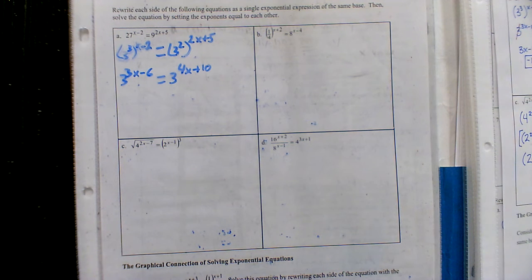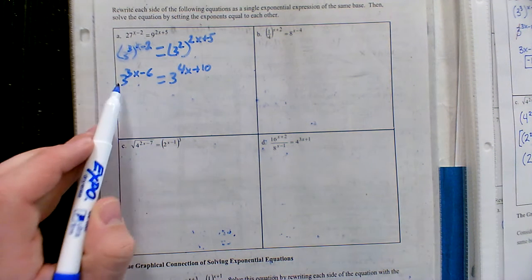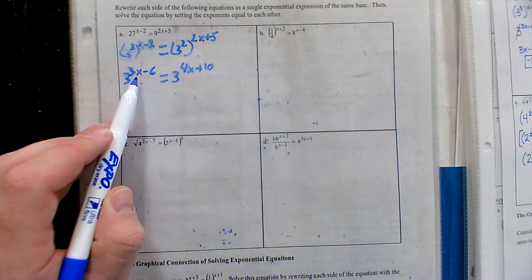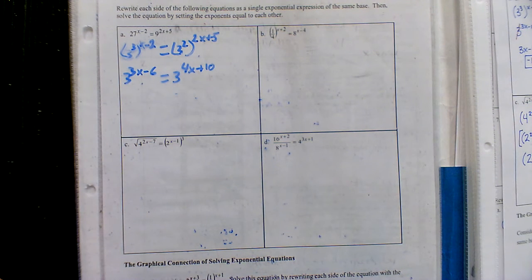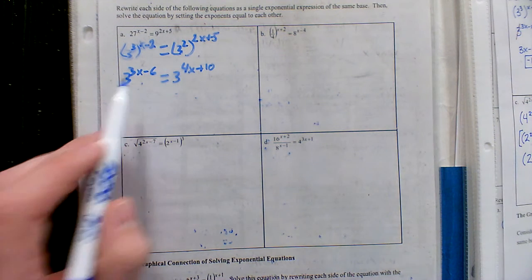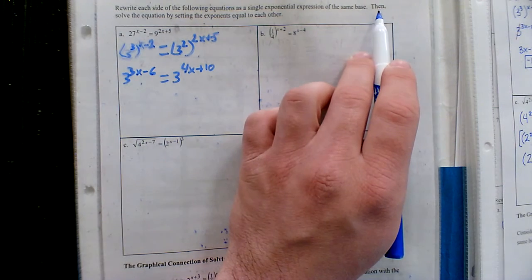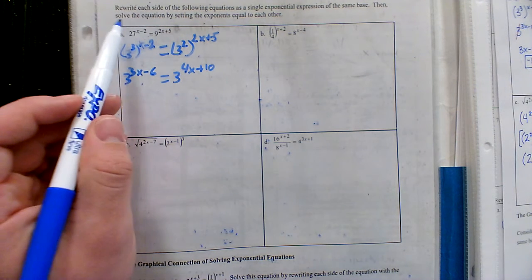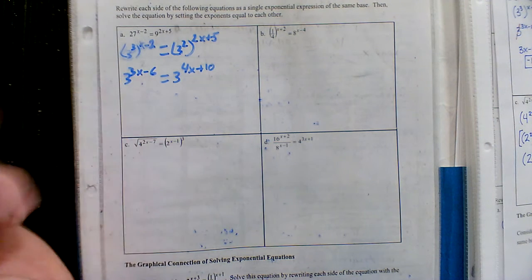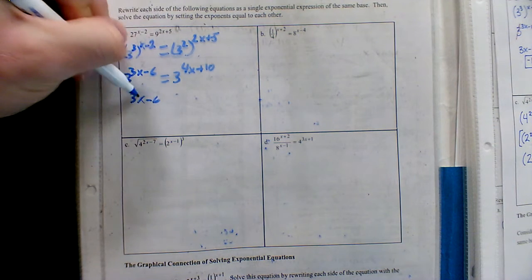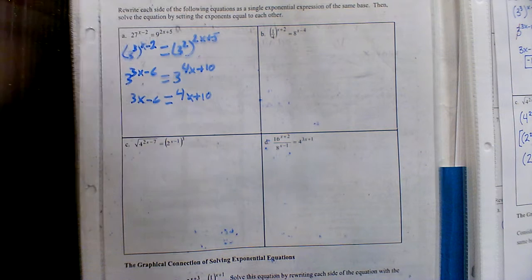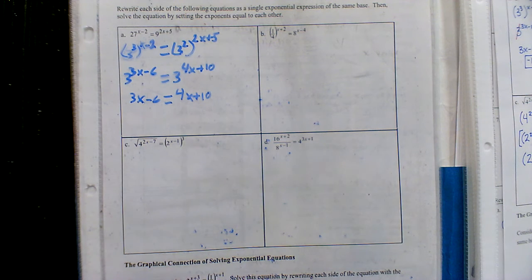So that's step 1. That's what we've already done on the previous page. We got like bases, and we simplified so we just have a base to a power, base to a power. This is what we want: the same base to a power. Now it says since we have the same base to a power, we can simply solve for x by setting the exponents equal to each other. So we can take 3x minus 6 equal to 4x plus 10, and we can only do this when the bases are the same. And now solve for x.